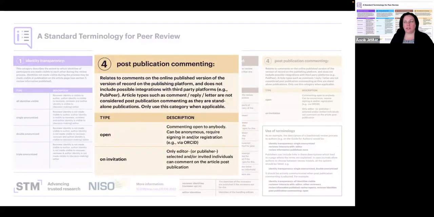So very similarly to what we might have all thought of, would you like to respond to this letter to the editor? An editor might invite someone to actually make comments specifically on an article. All right, next slide, please.